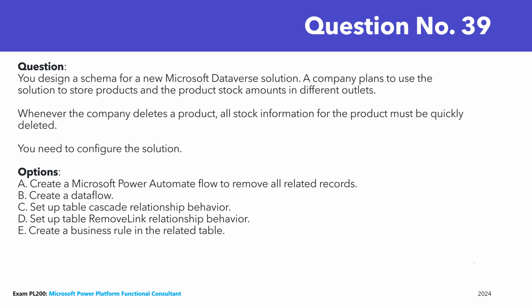Question: You design a schema for a new Microsoft Dataverse solution. A company plans to use the solution to store products and the product stock amounts in different outlets. Whenever the company deletes a product, all stock information for the product must be quickly deleted. You need to configure the solution. Options: A, create a Microsoft Power Automate flow to remove all related records. B, create a data flow. C, set up table cascade relationship behavior. D, set up table remove link relationship behavior. E, create a business rule in the related table.